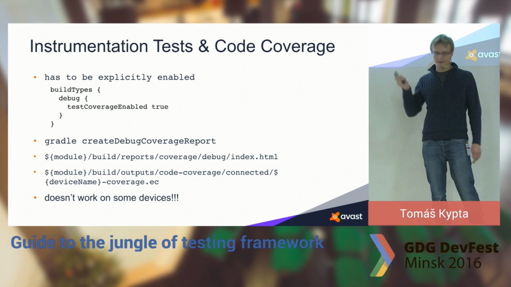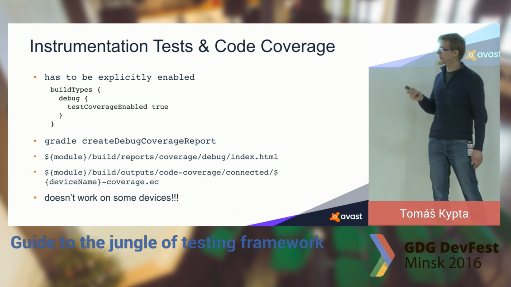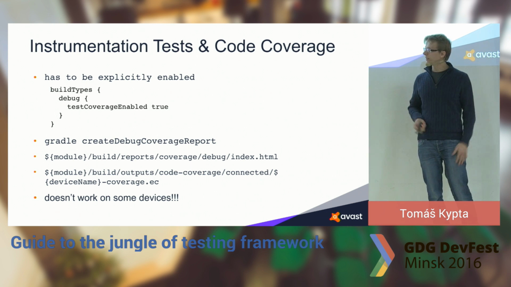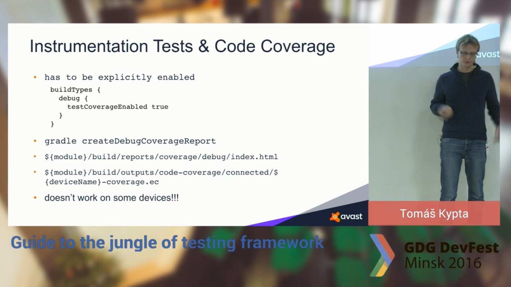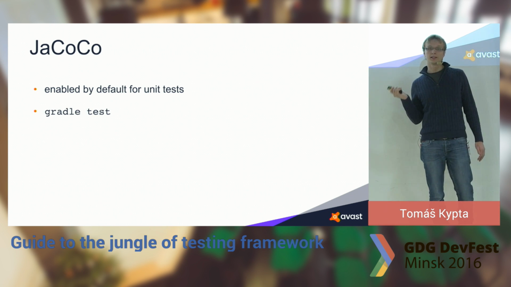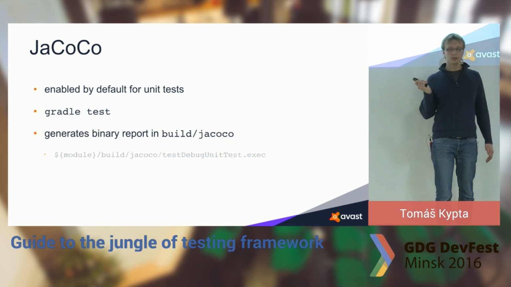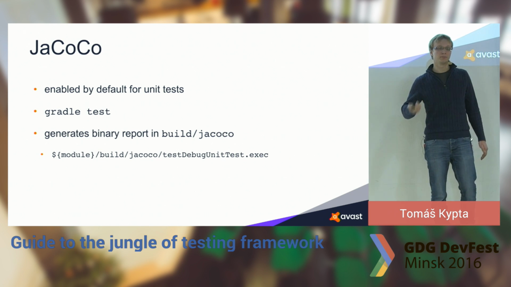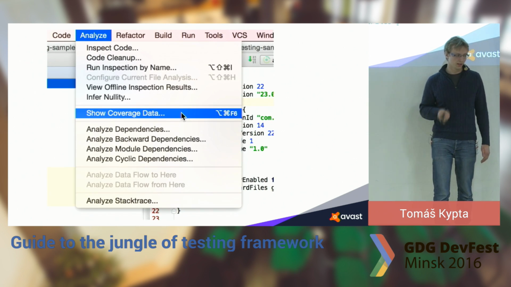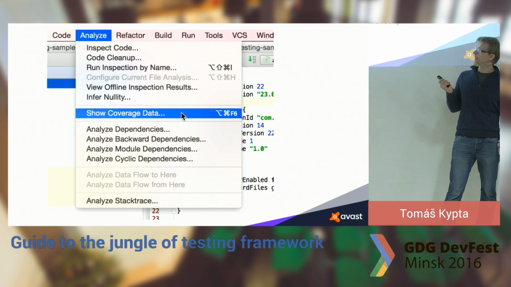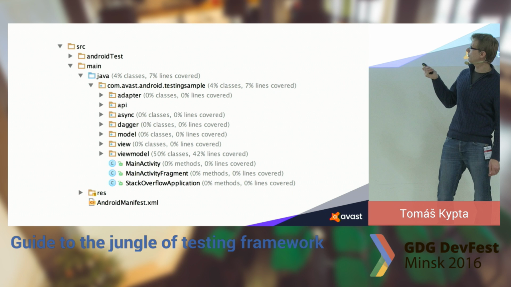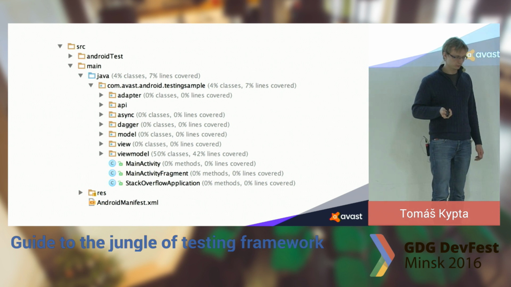Be careful, on some devices it doesn't work for some reason, so the reports will be empty with 0 coverage, and it really depends on the device. I encountered that, for example, on some Huawei devices, and I don't know why it happens. And for Jacoco on unit tests, just run Gradle test, it's on by default, but be careful, it generates a binary report, and you have to convert the binary report yourself. You have to write an extra task. There's also some support in Android Studio: just show coverage data, and Android Studio can show you on your source code that you have some coverage here or there, and it's really nice.